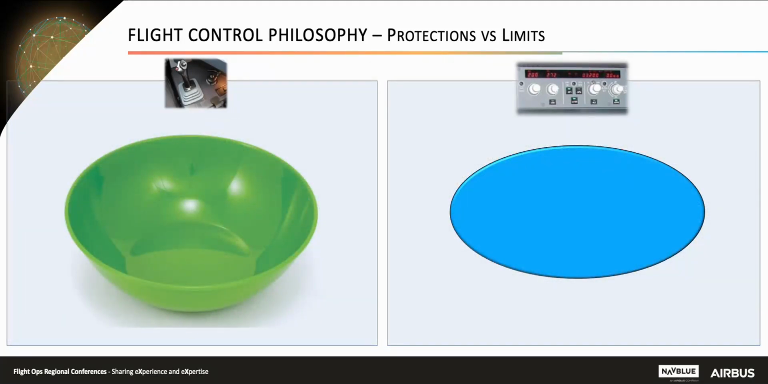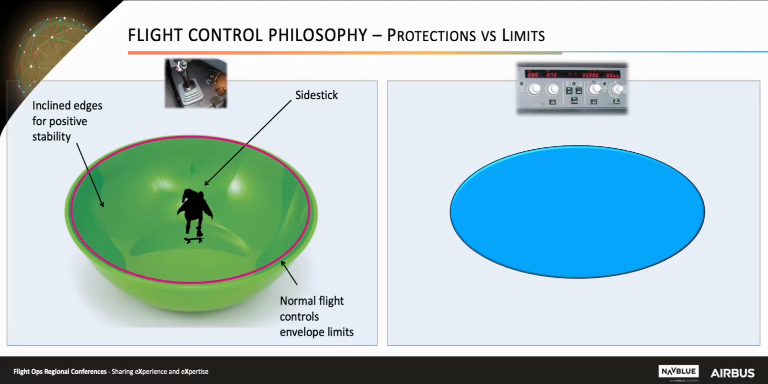Let's now have a look at a more synthetic view of the flight control envelope compared to the autopilot limit. On the left side, the skater represents the pilot flying manually through the flight controls, side stick, and rudder pedals. He is evolving within the flight envelope represented by the green ball. The inclined edges of the ball are the area where the flight control protections are active to maintain the skater within the ball. The red circle represents the flight envelope limit. It means that in normal conditions, the normal law, the man will always come back at the bottom of the ball.